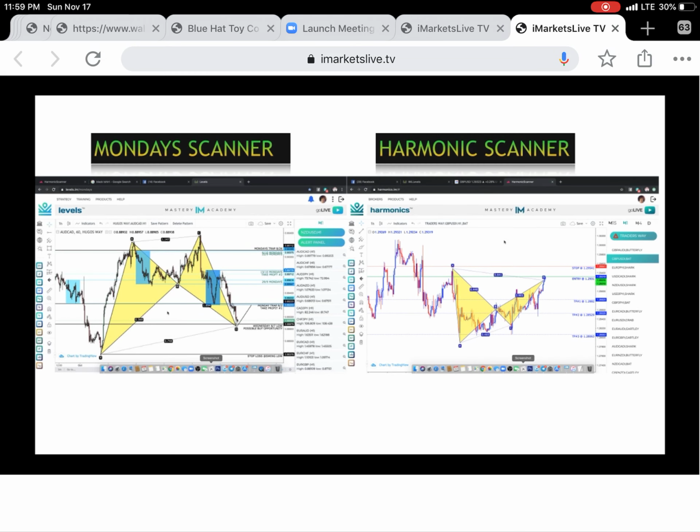We're going to use two systems, two of the hottest products that we have here. One is the Monday scanner, and the other one is the Harmonic scanner. The Monday scanner is a system that identifies each and every single Monday on the chart, helping you find certain patterns, helping you find that number one pattern that we look for. Reversals.